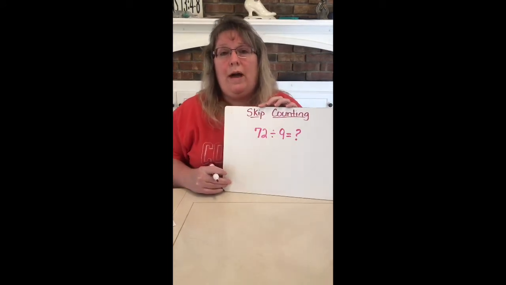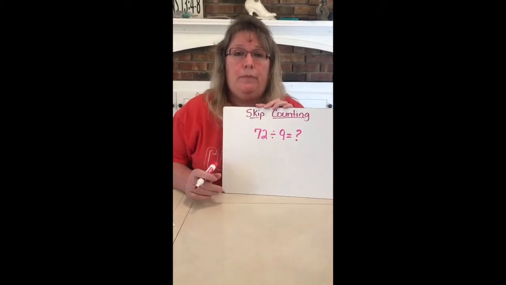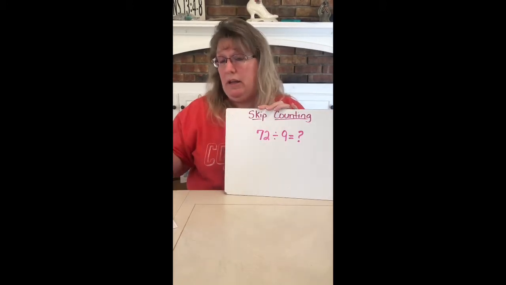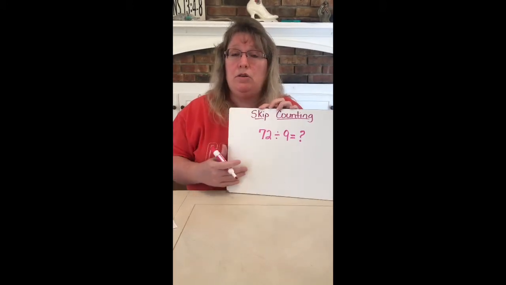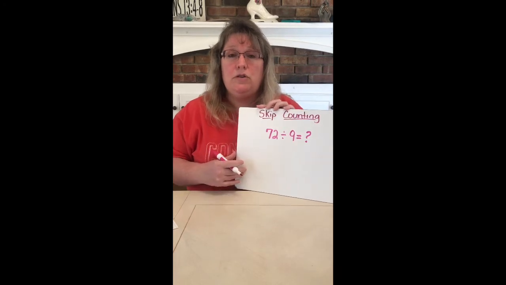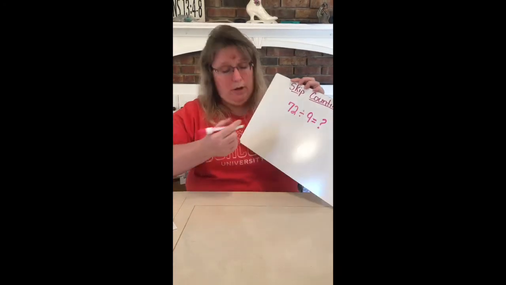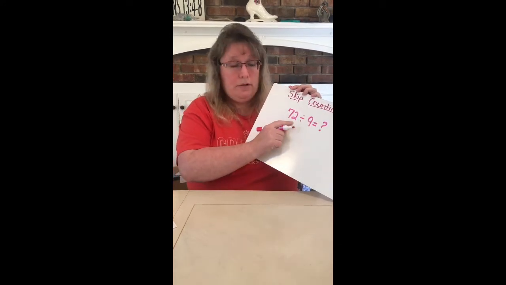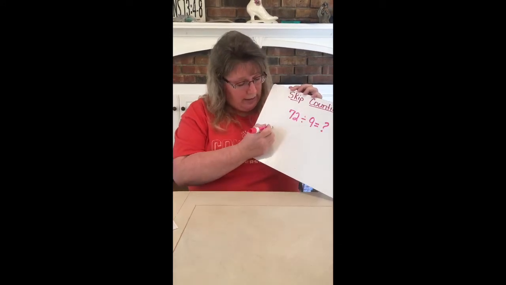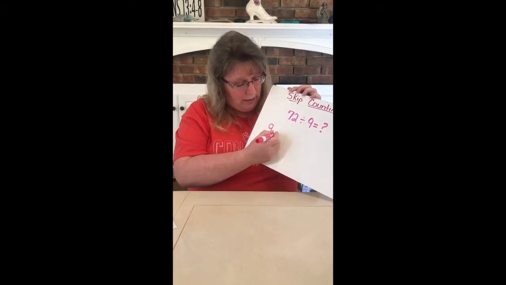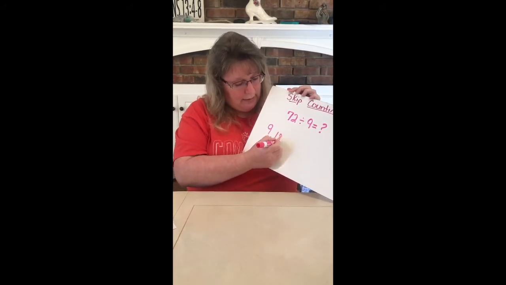So why don't we start out with a 0? Because we know 0 means we have nothing. There's nothing there to represent, so you never start with 0 here. So you're going to start with 9 times 1 and keep going up until we get to 72. So we have 9, and if we add 9 more to that, we have 18.